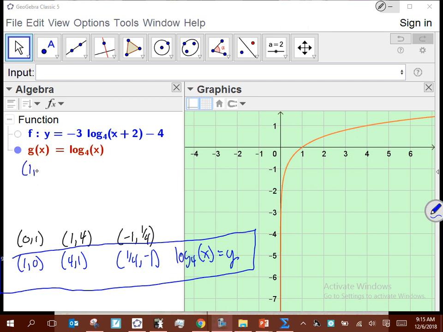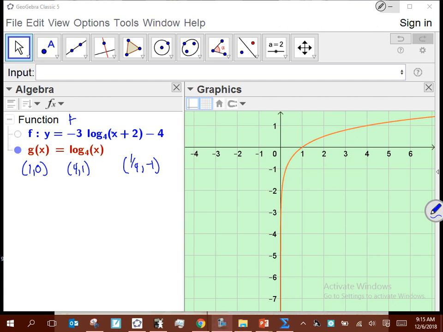1, 0, 4, 1, 1/4, -1. And I'm going to go through the horizontal transformation, the vertical or horizontal stretches, and the reflections, and a vertical shift with these 3 points. Okay? So, horizontal shift is that thing right there, right?